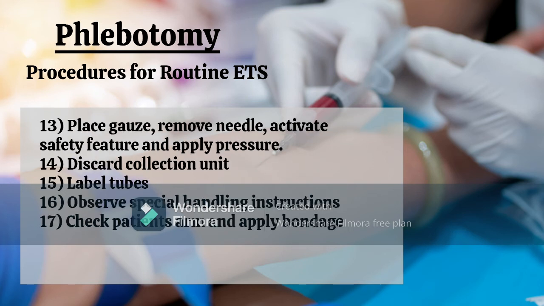Procedures for routine ETS. 13. Place gauze, remove needle, activate safety feature and apply pressure. 14. Discard collection unit. 15. Label tubes. 16. Observe special handling instructions. 17. Check patient's arm and apply bandage.